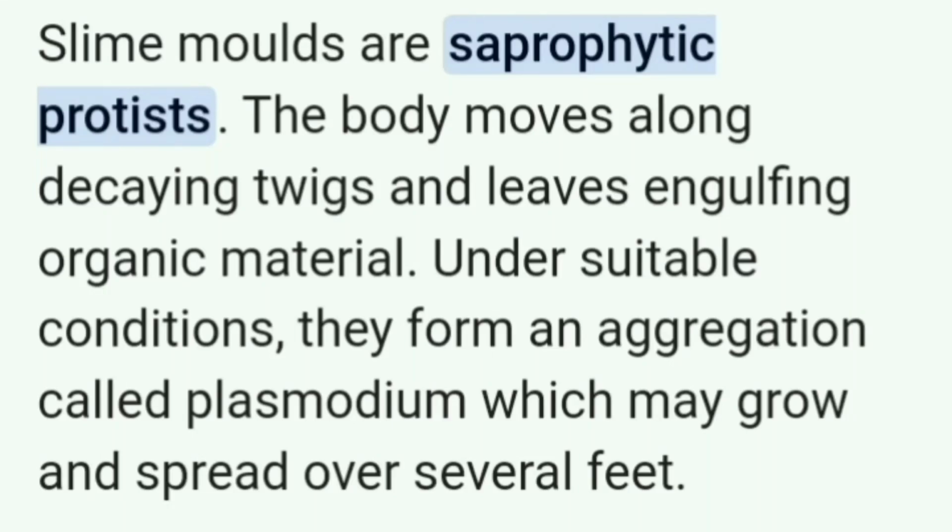Hello students, today we are going to study what slime molds are. Slime molds are saprophytic, heterotrophic protists. Saprophytic means they feed on dead and decaying organic matter. The body moves along decaying twigs and leaves, engulfing organic material. That means they get nutrients from decaying twigs and leaves.